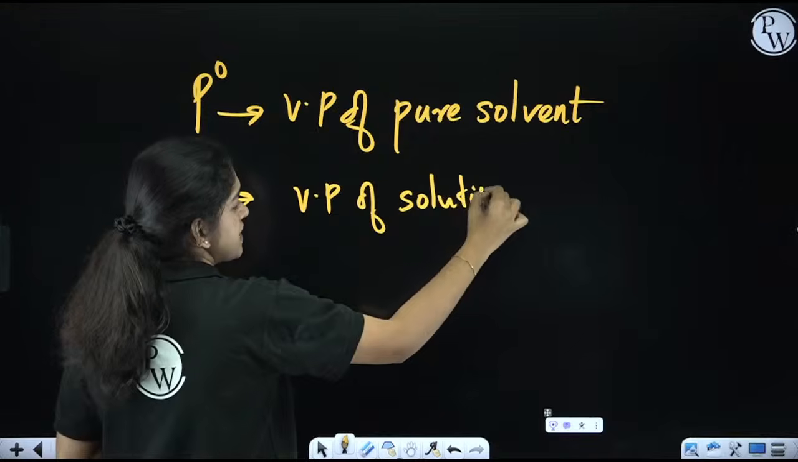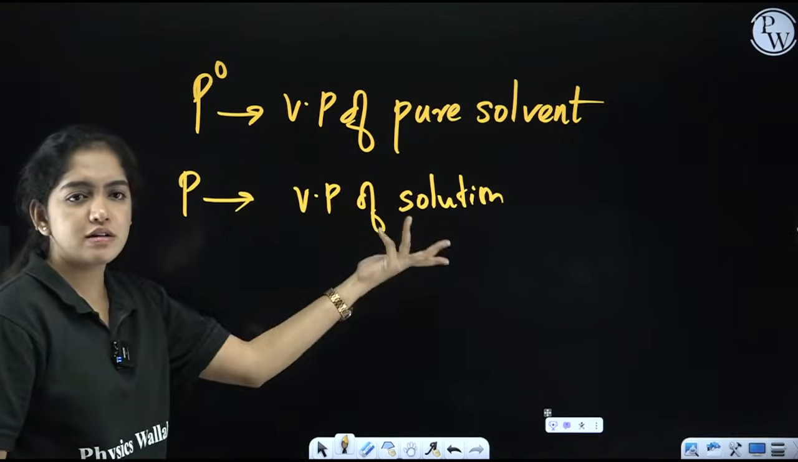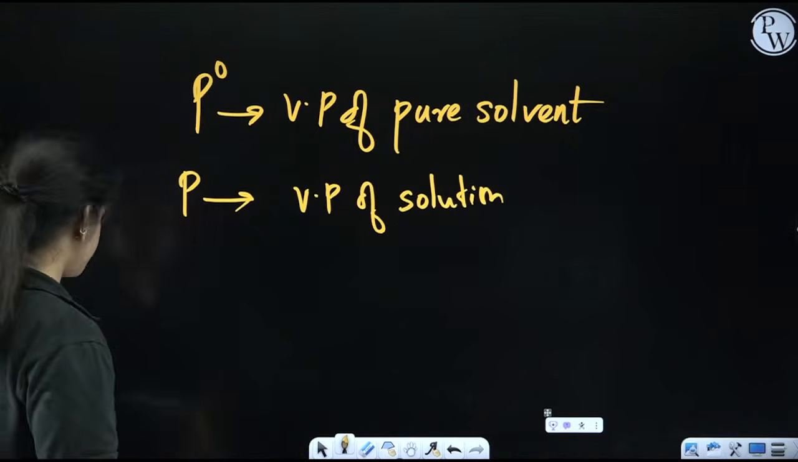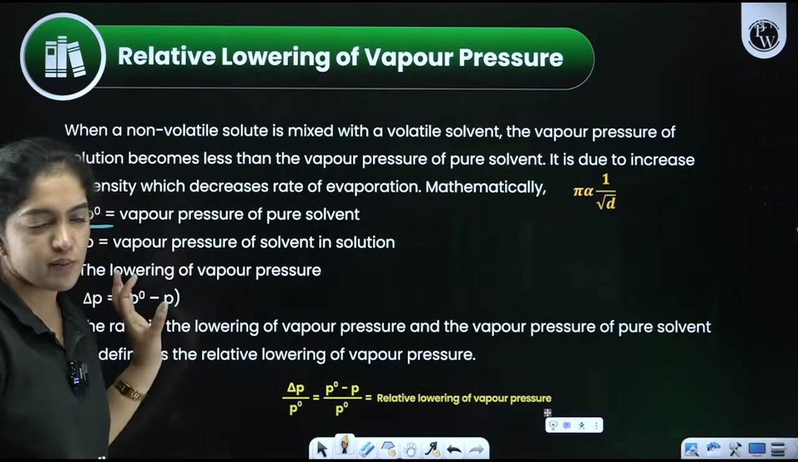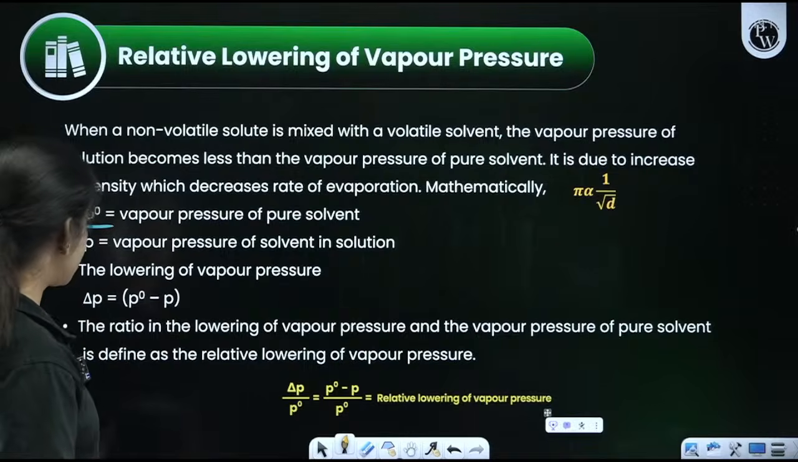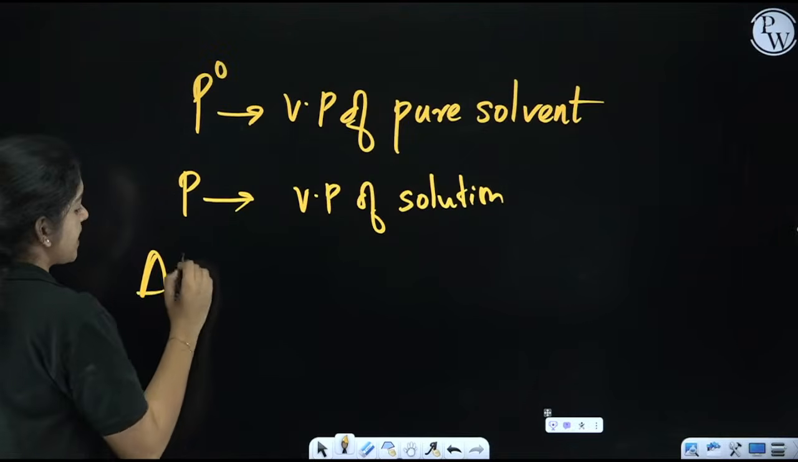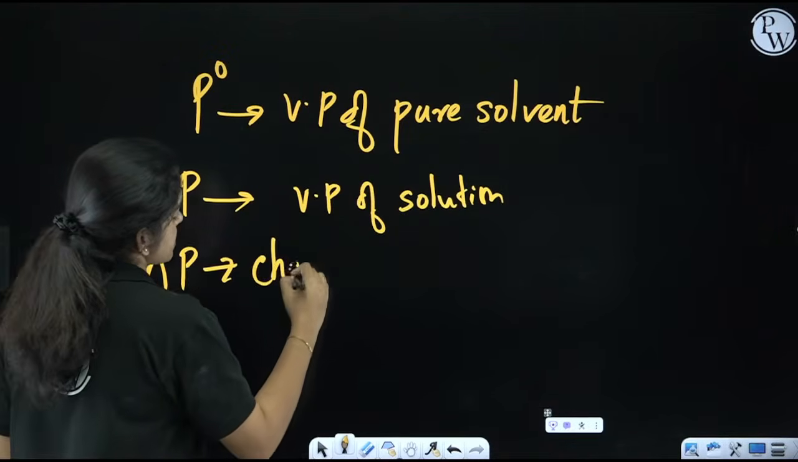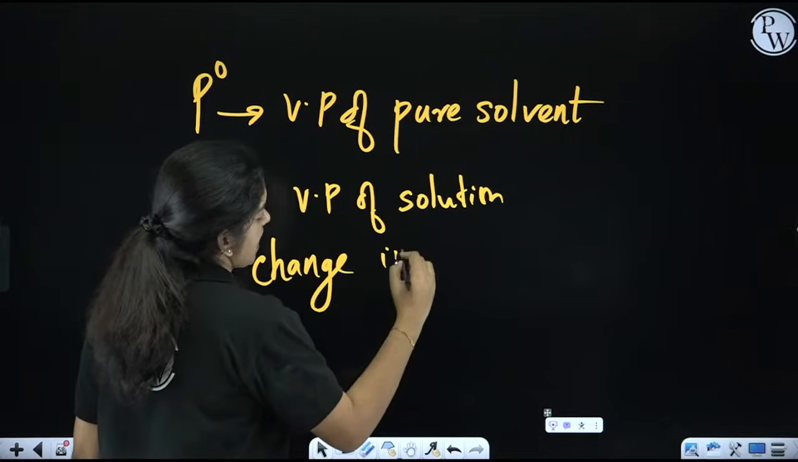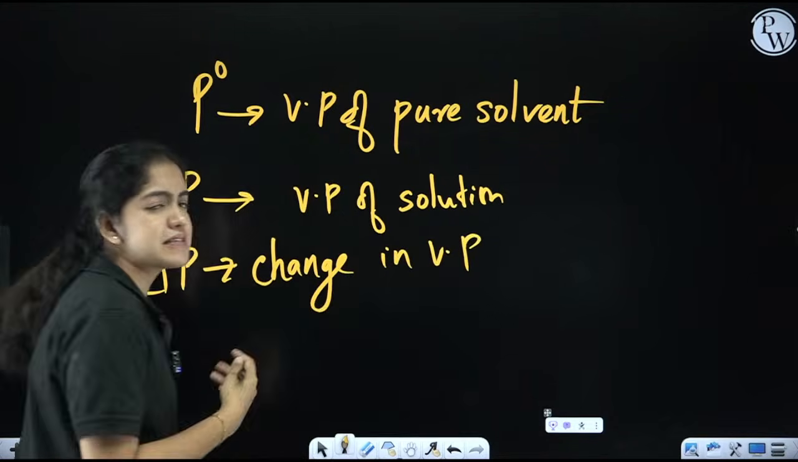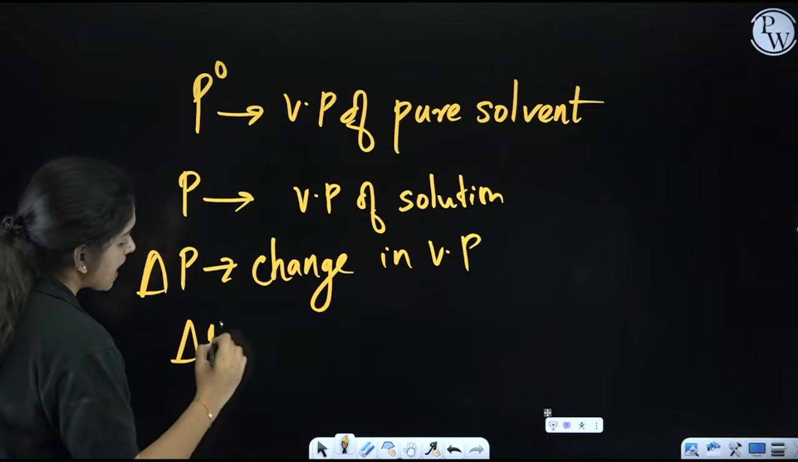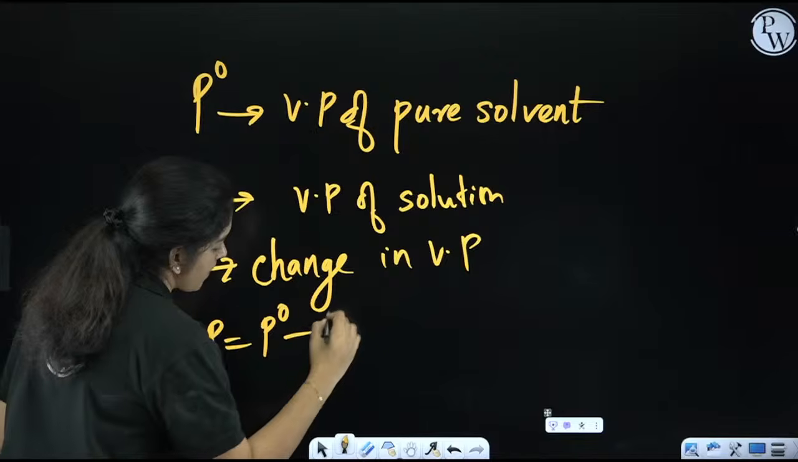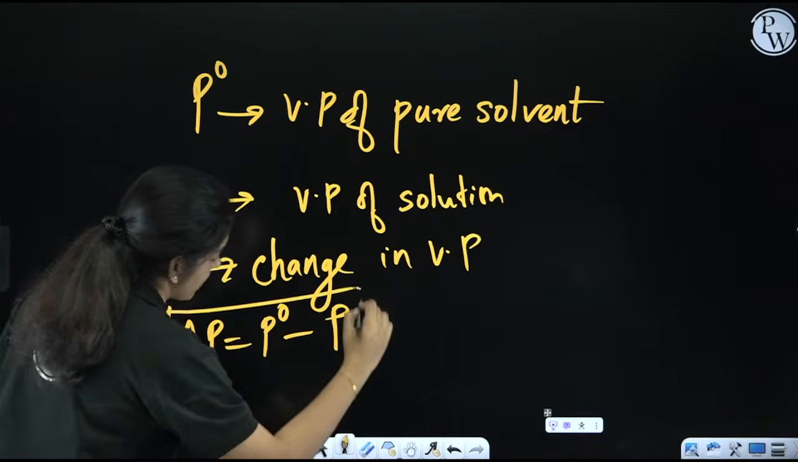Okay. That means vapor pressure of solvent in solution. Now we are going to write the difference in the vapor pressure, delta P. How will we write delta P? Delta P is the change in vapor pressure, the greater one minus the lesser one. Which is the greater one here? P0. So we can substitute: delta P equals P0 minus P, equation number 1, very important.